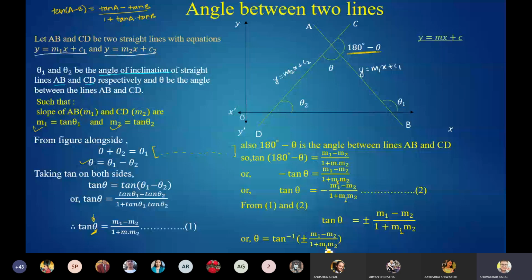Actually, we are going to find the angle between the lines. So the angle between the lines is given by theta equals tan inverse of plus or minus m1 minus m2 by 1 plus m1 into m2. Please remember this formula. I'll discuss it in detail tomorrow.